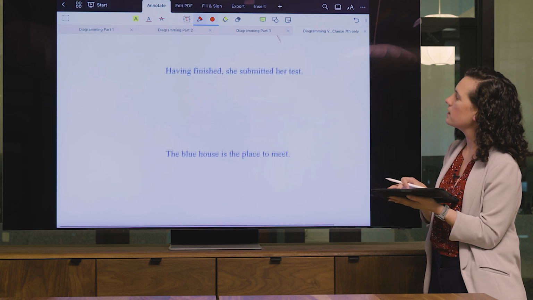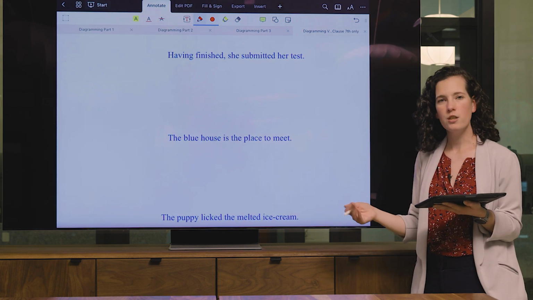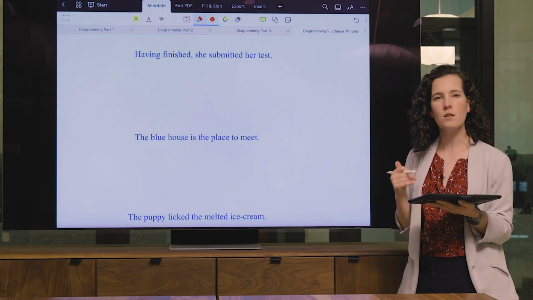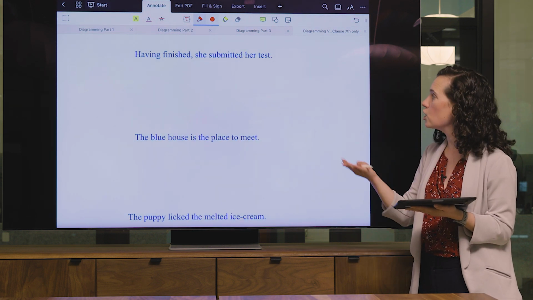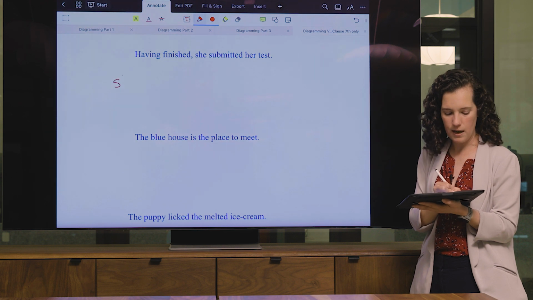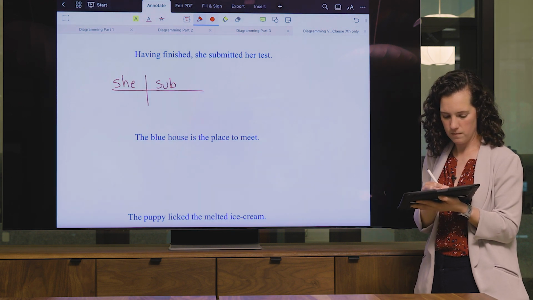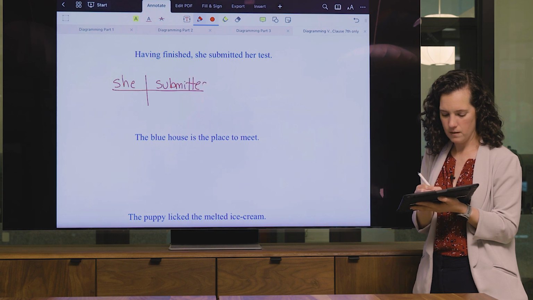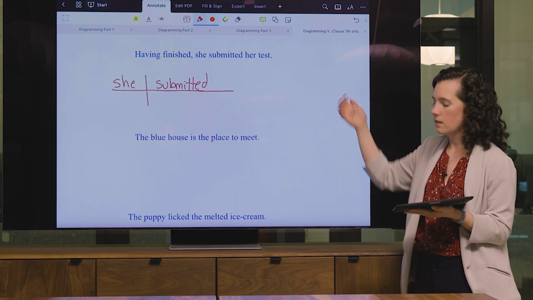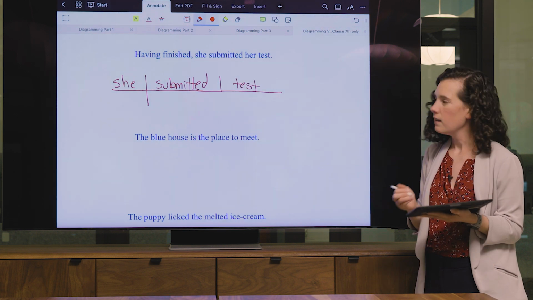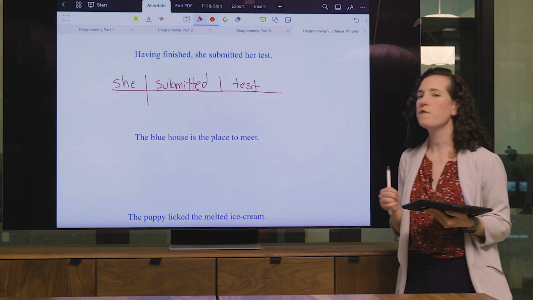Let's look at this first sentence. Having finished, she submitted her test. So she submitted a test is the core element of our sentence. She submitted being our subject and verb. She submitted what? A test. That's our direct object. And then we look at this phrase, having finished.